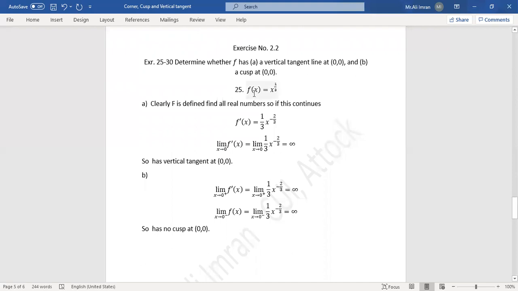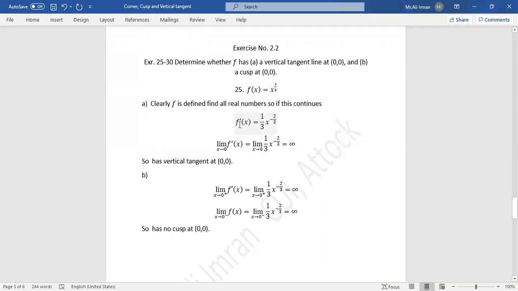Question number 25. f(x) is equal to x to the power 1/3. Clearly, f is defined for all real numbers, so this is continuous. In this function, there is no denominator involved, and for all real values of x we will get a real value of f. So this is a continuous function. Now, in order to check the vertical tangent, first of all, we will find the derivative of this function.